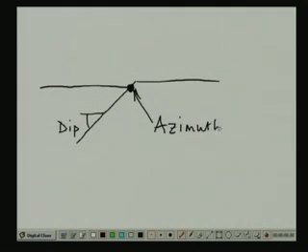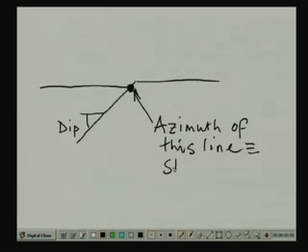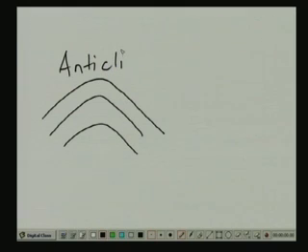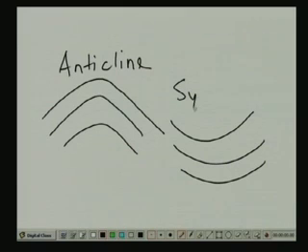Azimuth of this line is equivalent to the strike of the fault. So, that is what we mean by the terms dip and strike. Then by syncline and anticline, what we mean is, if you have got a fold like this, then that one is called an anticline, and the reverse is a syncline.